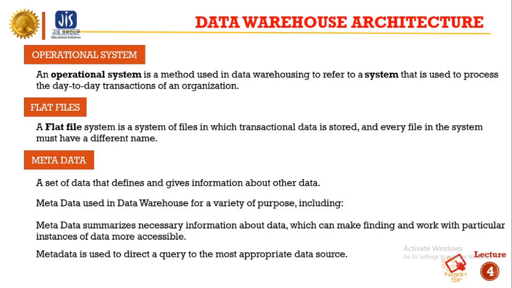Now come to the metadata. It is a set of data that defines and gives information about other data. Metadata is used in the data warehouse for a variety of purposes, including summarizing necessary information about data, which can make finding and working with particular instances of data more accessible. For example, author, date created, date changed, and file size are examples of very basic document metadata. Metadata is used to direct a query to the most appropriate data source.